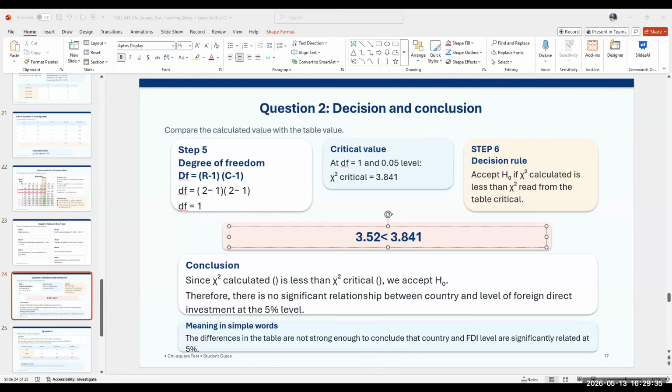So in this instance, we are accepting HO, because it means that the one we read from the table is bigger than the one we calculated. That's why I've written that 3.52 is less than 3.84. If we are accepting HO, that means there is no relationship between country and level of foreign investment at 5%. Do you get me?